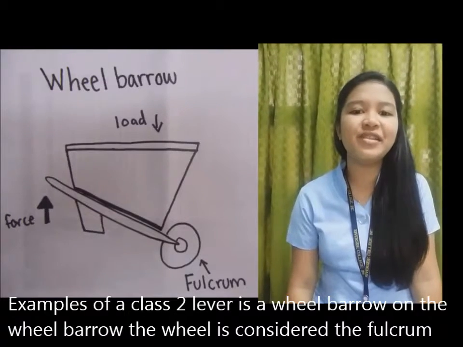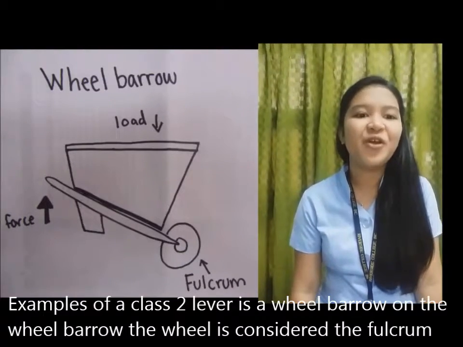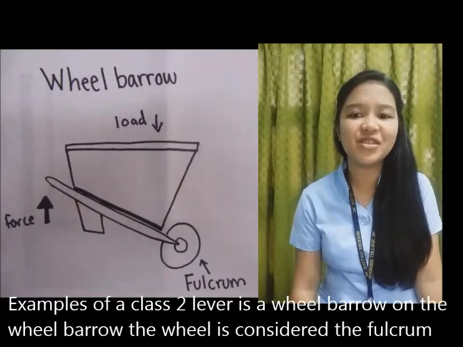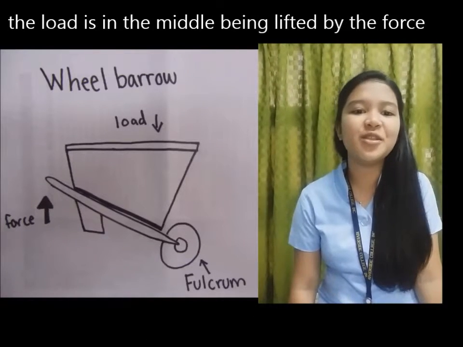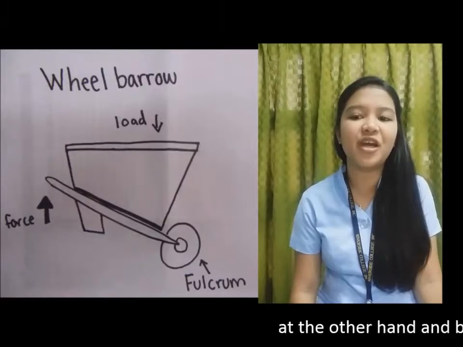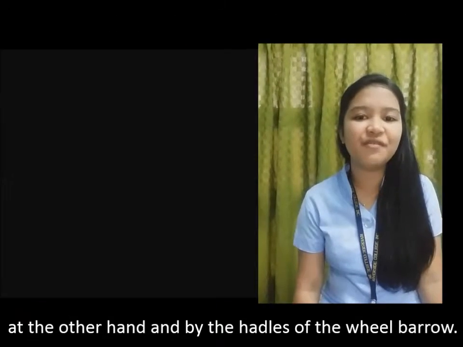An example of a Class 2 lever is a wheelbarrow. On the wheelbarrow, the wheel is considered the fulcrum. The load is in the middle, being lifted by the force at the other end, by the handle of the wheelbarrow.